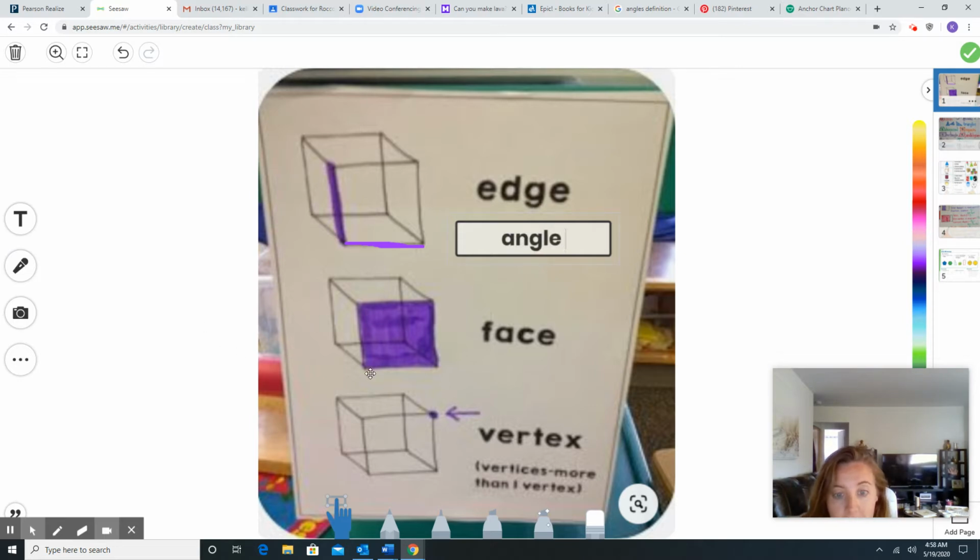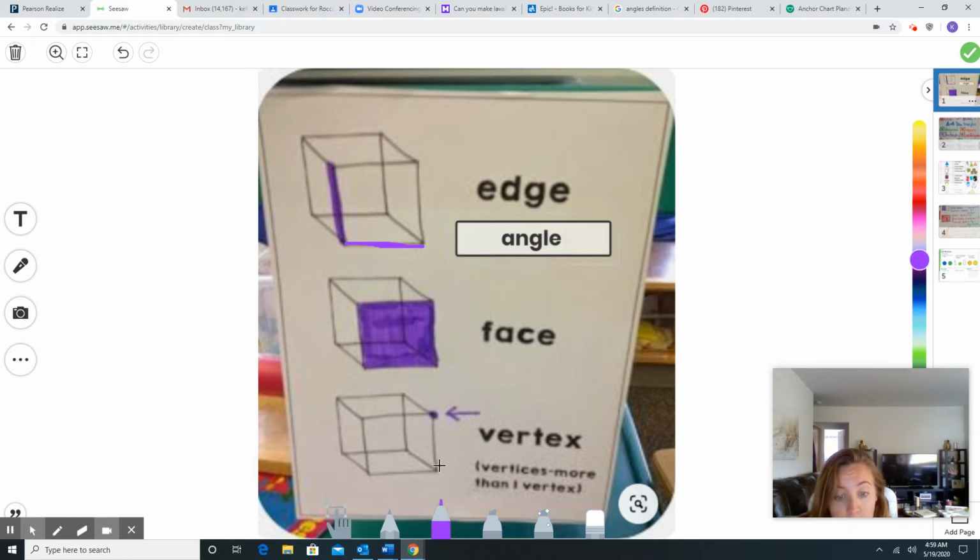The next thing that we have is called a face. The face of the shape is usually one of the sides of it. So when more than one edge comes together to make a face. Here we have a vertex, and a vertex is when two angles come together at a point. So here we have a vertex.